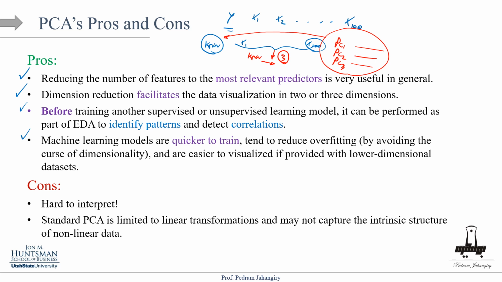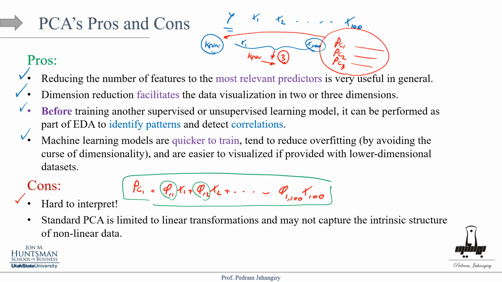So what are the disadvantages then? It's hard to interpret. Obviously, because your PC1 is a linear function: phi11 x1 plus phi12 x2 plus, and so on, up to phi100 x100. Each loading has a number, and it's going to be hard to interpret this. And what is the unit? The unit is the extracted version of all the units. One is education, one is age, so how can I read into this? When it comes to interpretation, it's almost impossible.